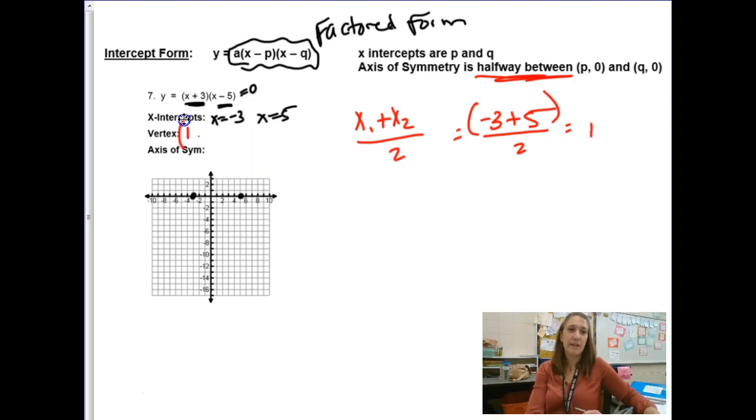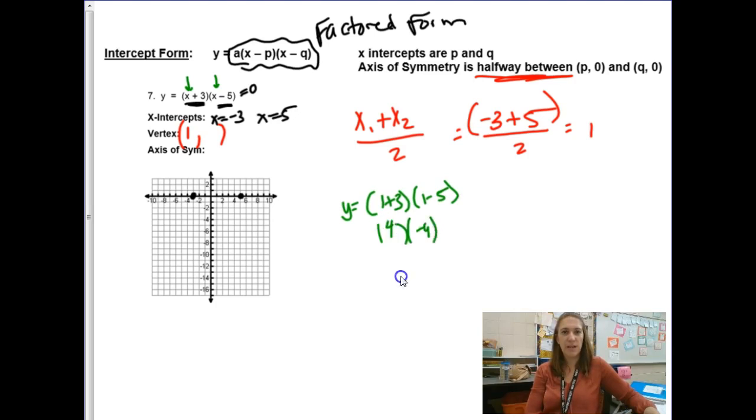So for my vertex, I know the middle is at x equals 1, but I got to find the y. So this is where you go back, plug it in, a 1 here and here. So you end up with y equals 1 plus 3, 1 minus 5. Let's see, that's 4 times a negative 4. Ooh, yuck, negative 16 is your y value. Could have confirmed this on the calculator if I really wanted to. 1, negative 16, way down here.